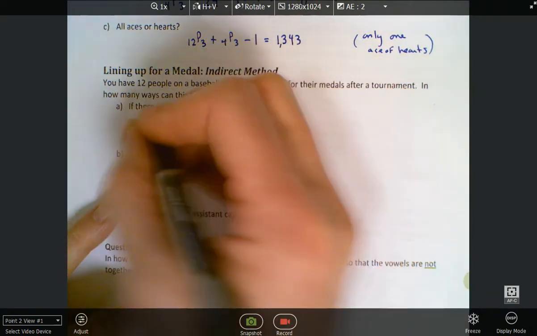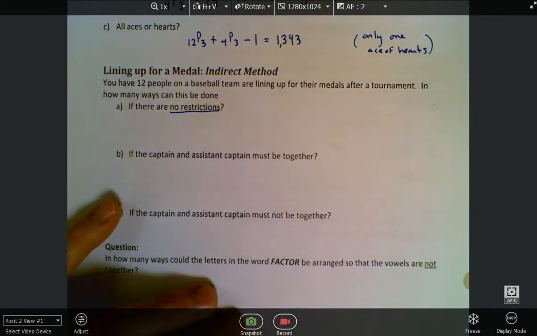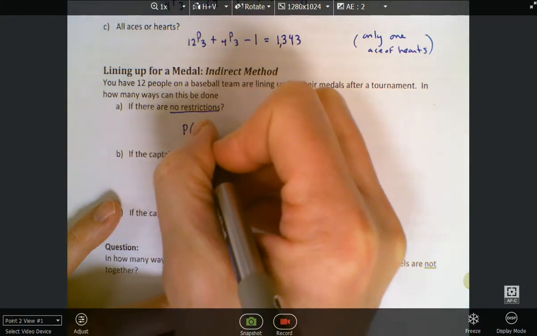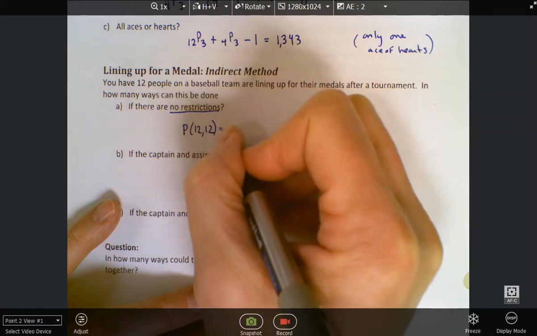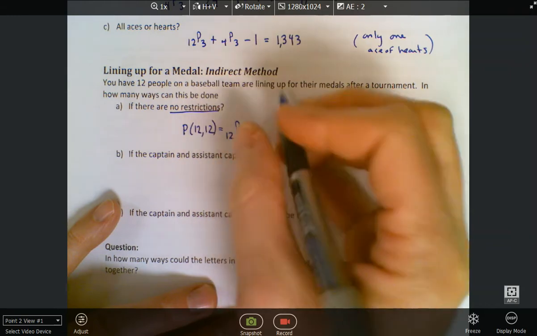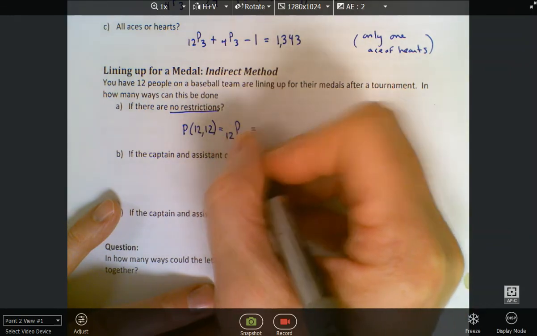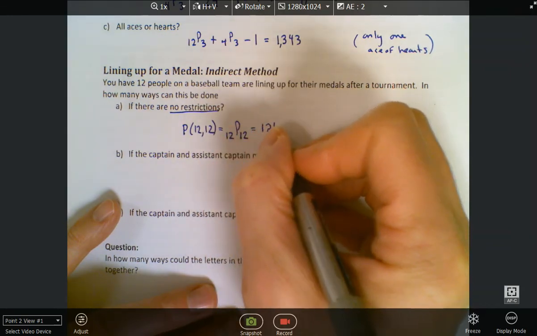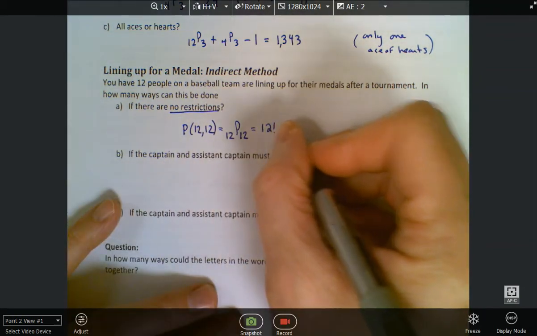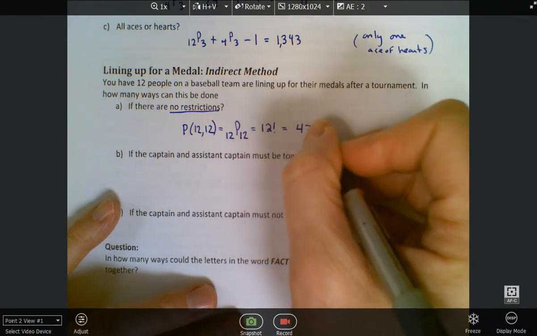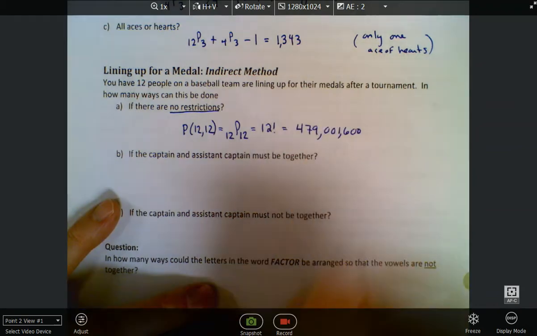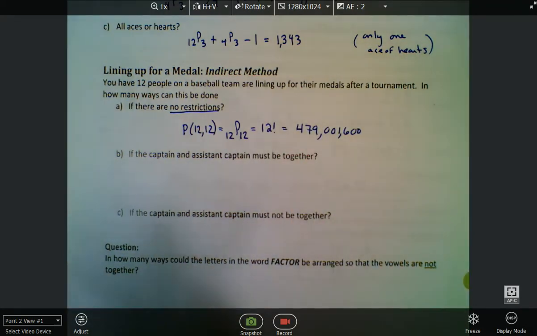Okay, well, if we're just lining them all up for medals at the end, I'll just use this notation just to show you that it's 12 people and we're picking all 12 of them where order matters. And 12p12 is simply 12 factorial over 0 factorial, but we know 0 factorial is 1, so it's just 12 factorial. And we end up with a big number, approximately 479 million.